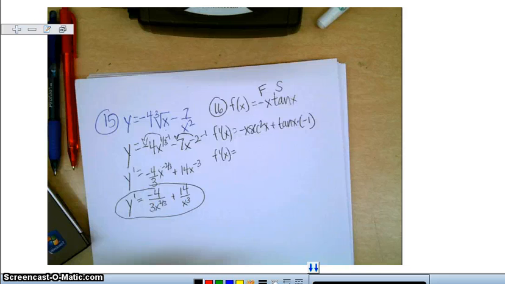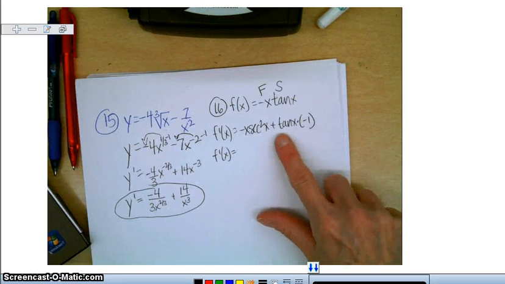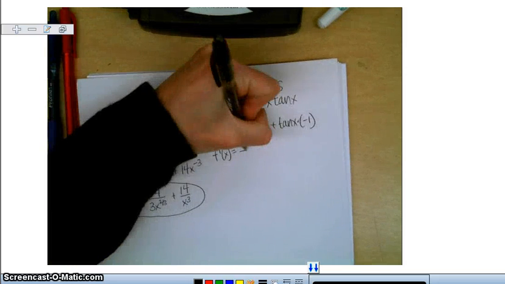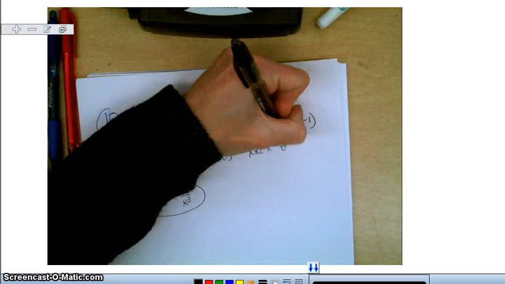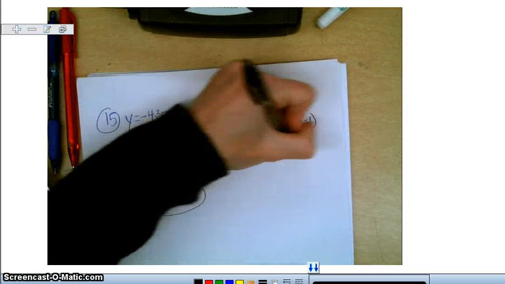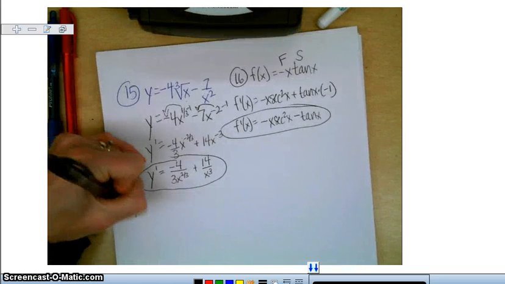So now I'm just going to make this look a little nicer. It's really only that second term that needs to be cleaned up. Negative 1 times tangent x just makes it negative tangent x. So I'll have negative x secant squared x minus tangent x. Really, the less you try to do with the trig ones, the better. All right, now let's take a look at number 17.